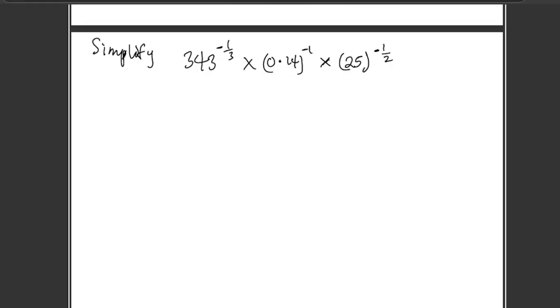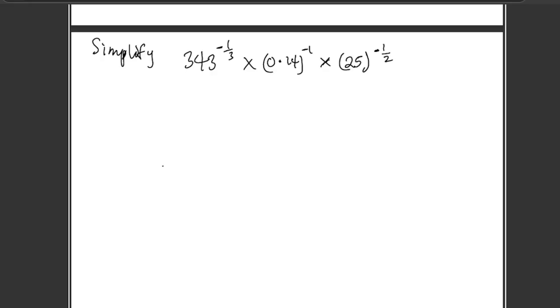We are now on our extra question, and this is to simplify: 343 to the power minus 1 over 3 times 0.14 to the power minus 1 times 25 to the power minus 1 over 2. We can see that all these numbers have negative indices, negative powers. At the same time, we are simplifying numbers with negative indices. The first step is to try to remove those negative signs so as to use our calculation. That's the first step. Try to remove those signs.